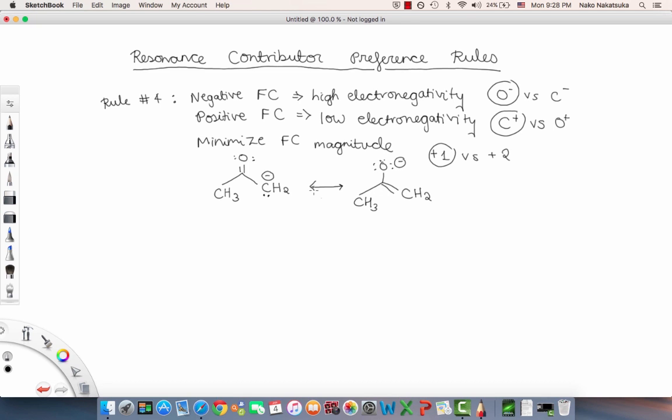So as we talked about before, for a negative formal charge, you want it on the high electronegative atom. So in this case, this structure is preferable because the oxygen has this -1 charge versus this carbon having a -1 charge. So this guy is preferred.